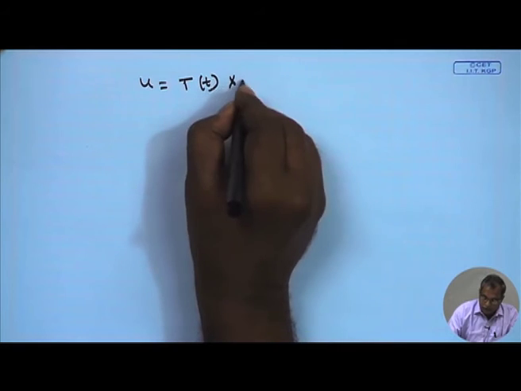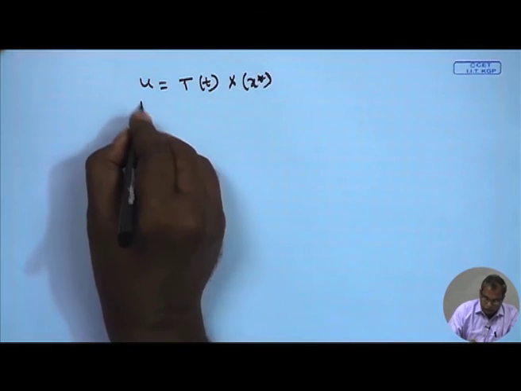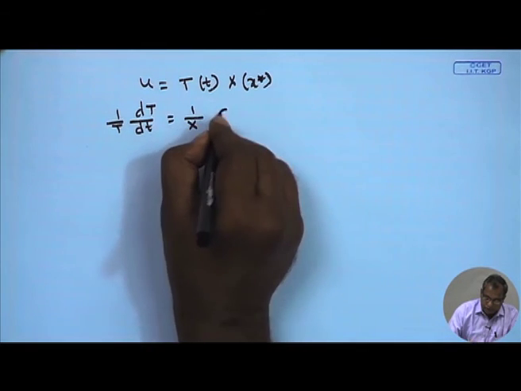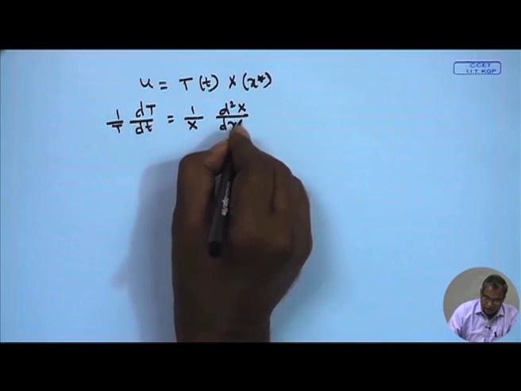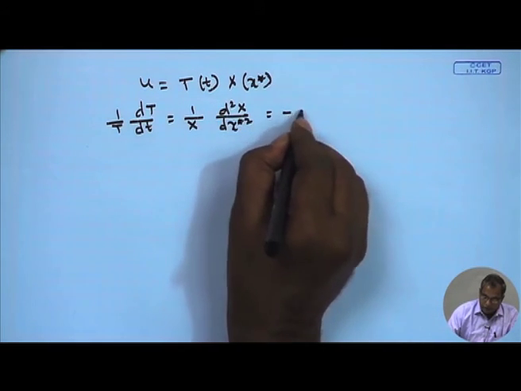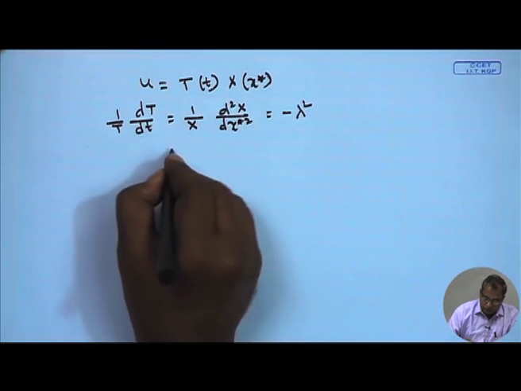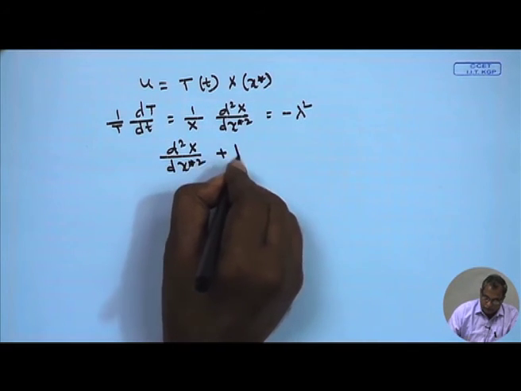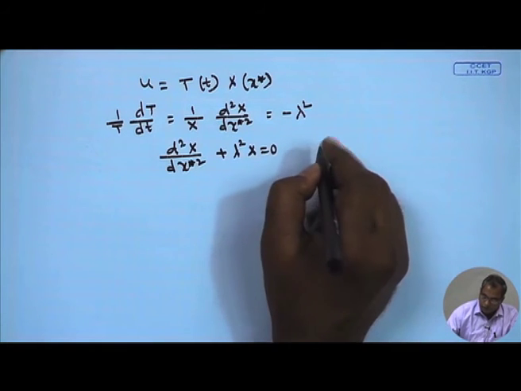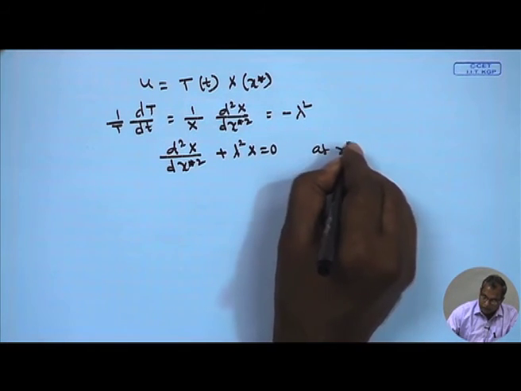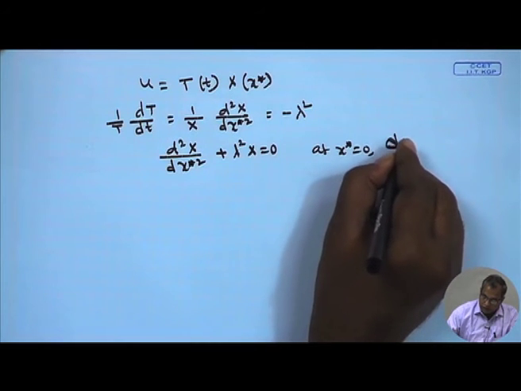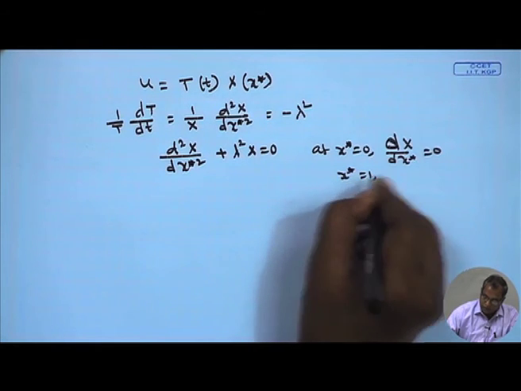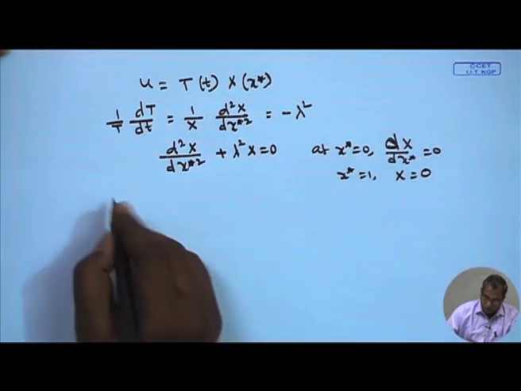So, u is equal to a function of time and a function of space. So, it will be 1 over T dT dt is equal to 1 over X d square X dx star square, that will be equal to minus lambda square. So, let us write down the eigenvalue problem in the x star direction: d square X dx star square plus lambda square X is equal to 0, subject to at x star equal to 0, dX dx star is equal to 0, and at x star equal to 1, capital X is equal to 0.